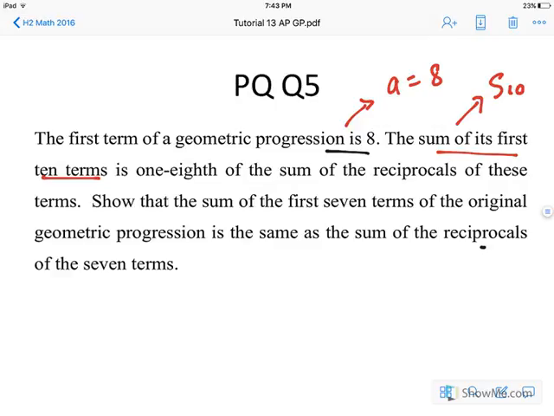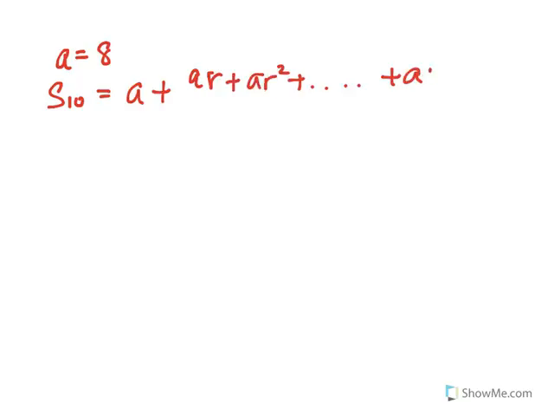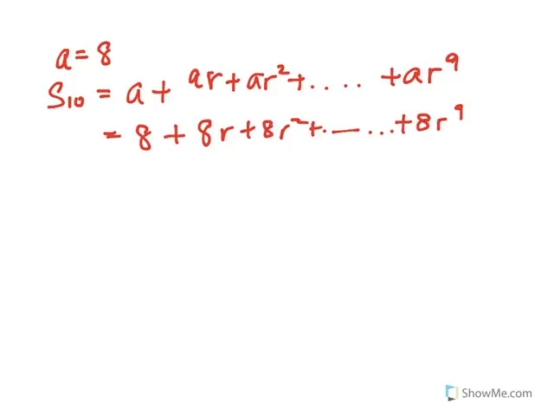Right, the sum of the first 10 terms, we know that A is equal to 8. And if we were to write it out, we have A plus AR plus AR squared, and so on and so forth. And finally, the 10th term will be AR to the power 9. Since we know that the first term is 8, it's 8 plus 8R plus 8R squared all the way up to 8R to the power 9. Sorry, it's a typo.